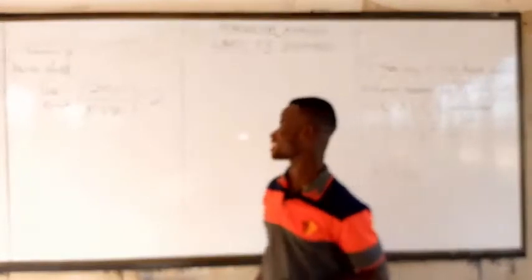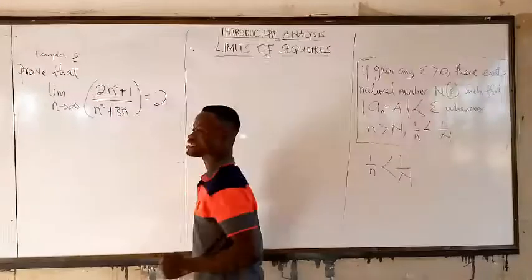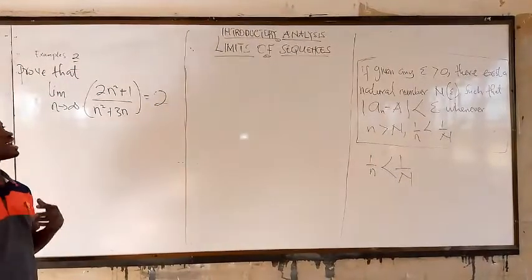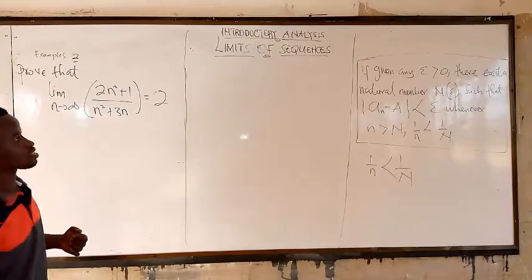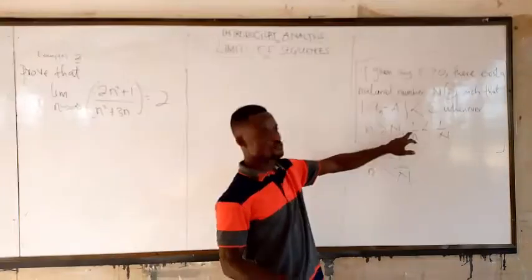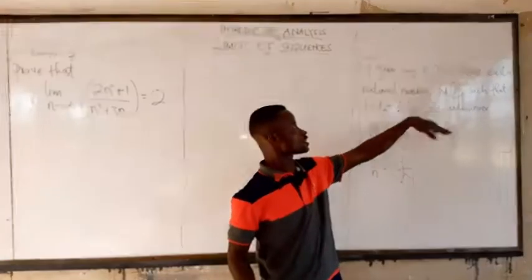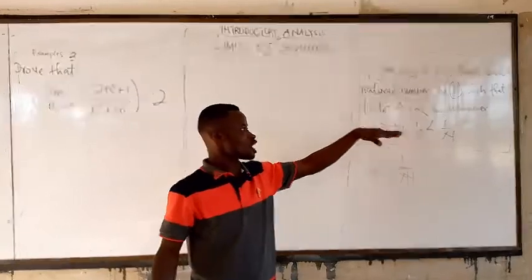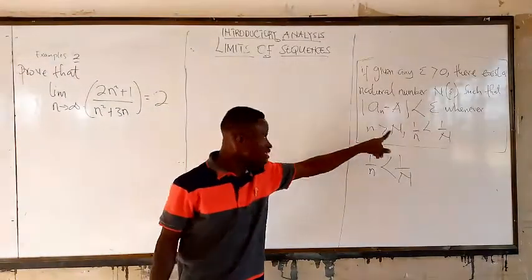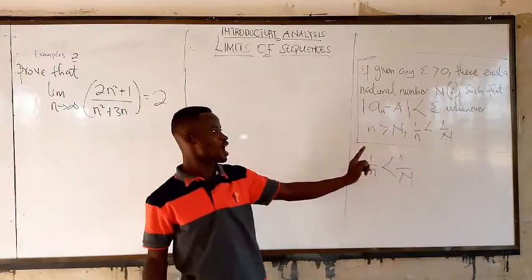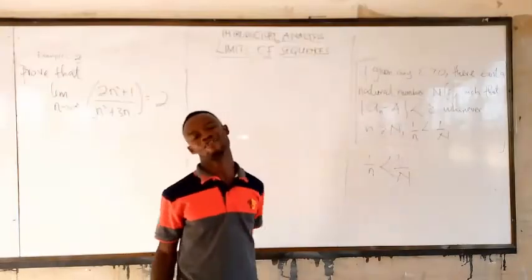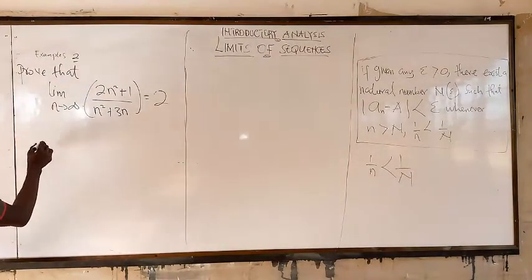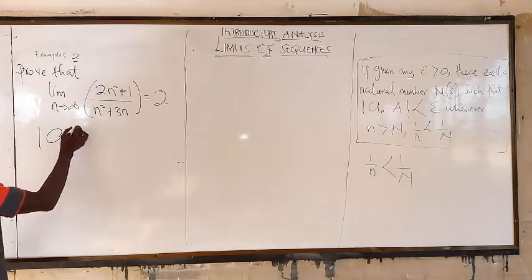So as I said, the function is in terms of n, which means that it's a sequence. So you start with the definition. If given any epsilon greater than 0, there exists a natural number such that the difference is less than epsilon. You see that? Very good. So you do like that, then you start. We are saying that a of n minus what?